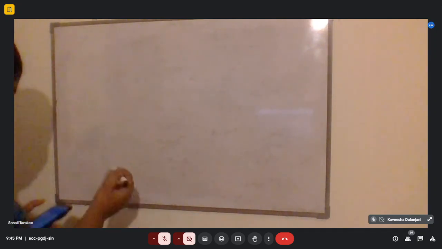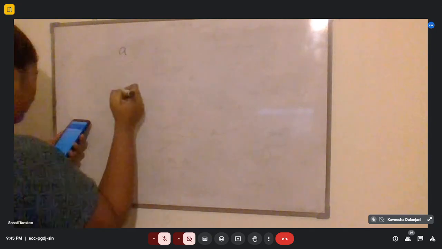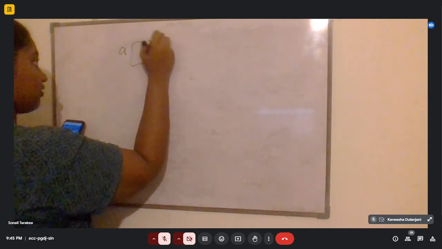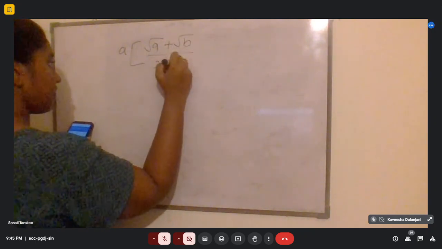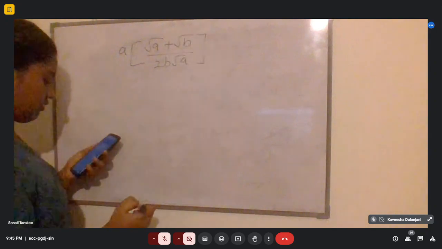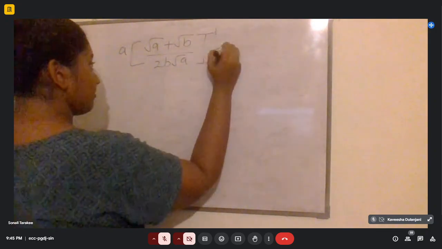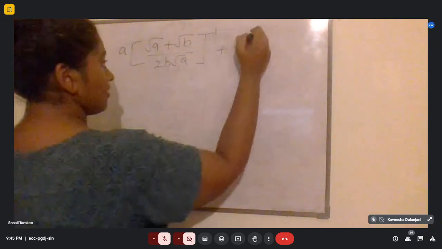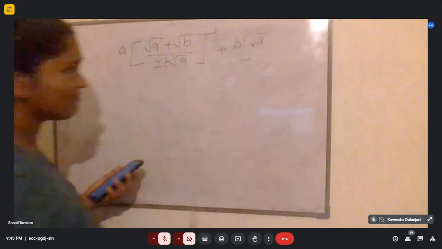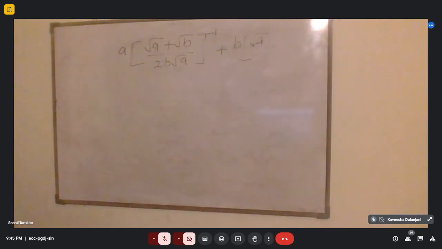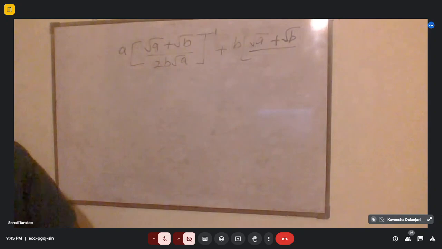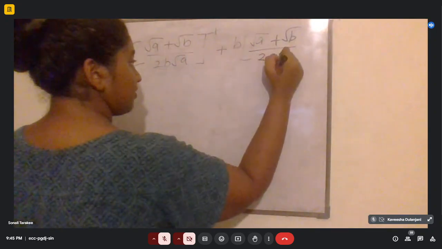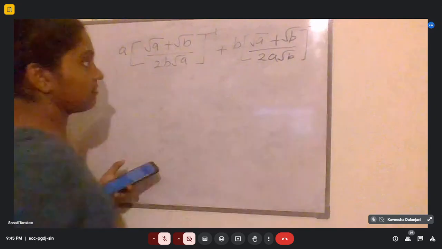Okay, the next question is [a times (root a plus root b) over 2b root a] to the power minus 1, plus [b times (root a plus root b) over 2a root b] to the power minus 1.